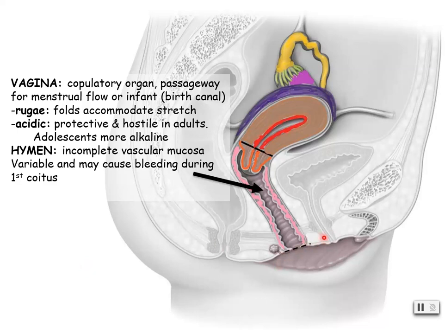Down here, there's a little dash mark. That's the hymen. So the hymen is an incomplete vascular mucosa, and it's going to be very variable. We're going to look at that in just a second. It may or may not cause bleeding during first coitus.